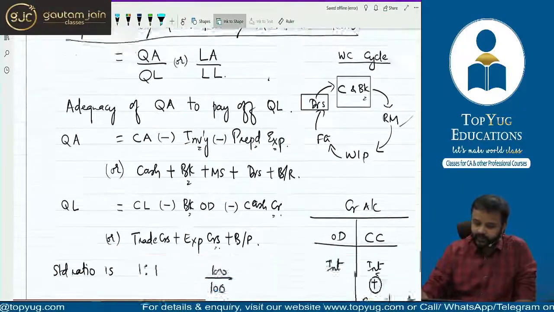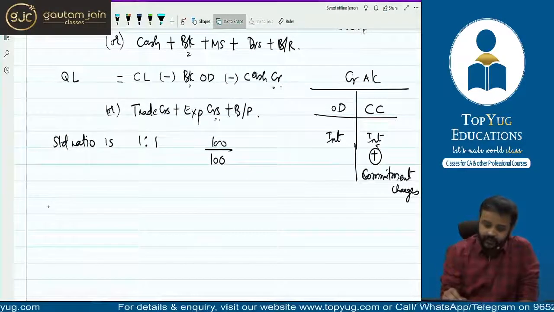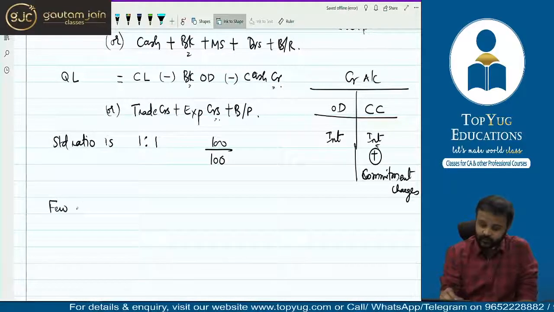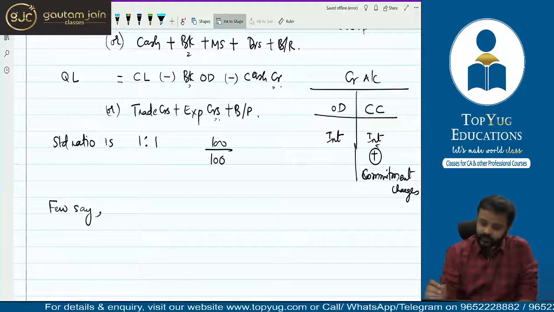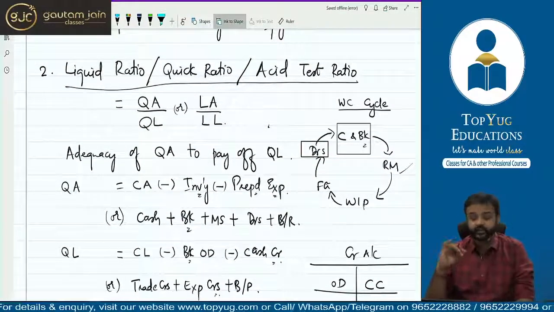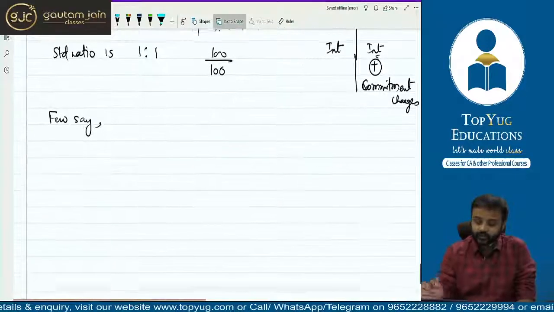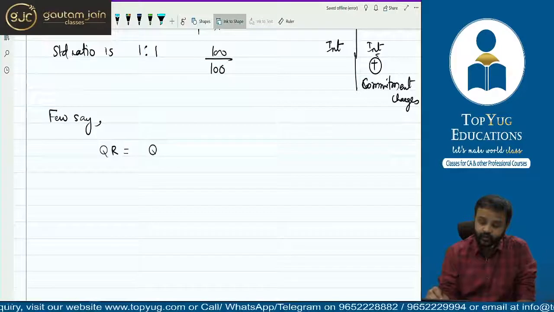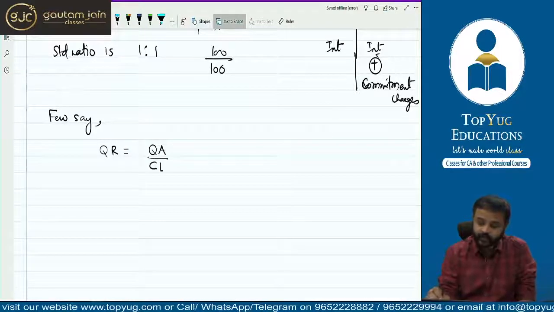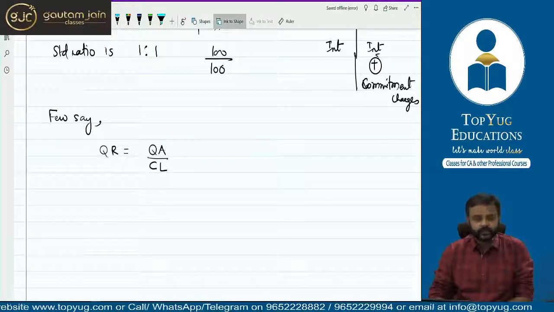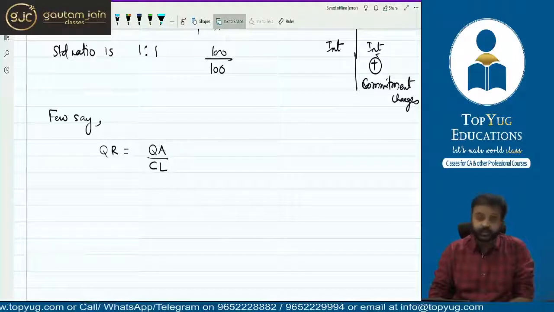One thing you'll have to understand here is that there is another school of thought. A few people say that instead of calculating quick ratio as quick assets upon quick liabilities, quick ratio shall be calculated as quick assets upon current liabilities. So instead of quick liabilities, they're saying take current liabilities, all the liabilities.